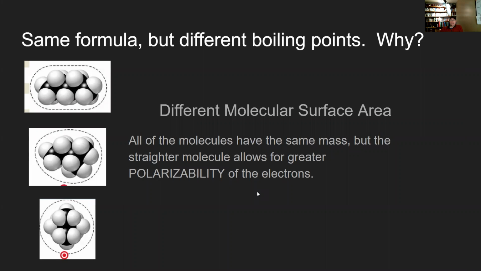Again, the different molecular surface area. We're talking about the ability to polarize those electrons. All of the molecules have the same mass, but the straighter a molecule allows for greater polarizability of the electrons, or basically more surface area allows those electrons to shift and move, creating a stronger dispersion attraction.